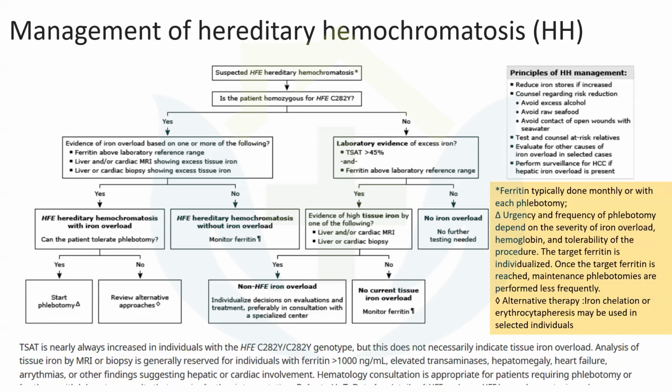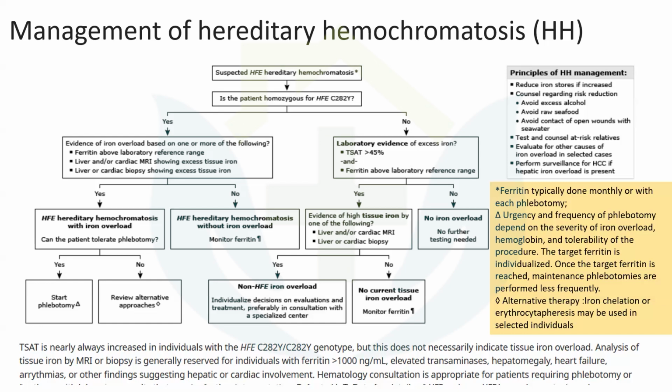And in other cases, if it is without iron overload, then we just monitor the iron indices. And in case it is not homozygous, but the excess iron is there, in those cases we have to check whether tissue deposition is there or not, especially in the liver and the heart, with cardiac MRI, liver MRI and the biopsy.